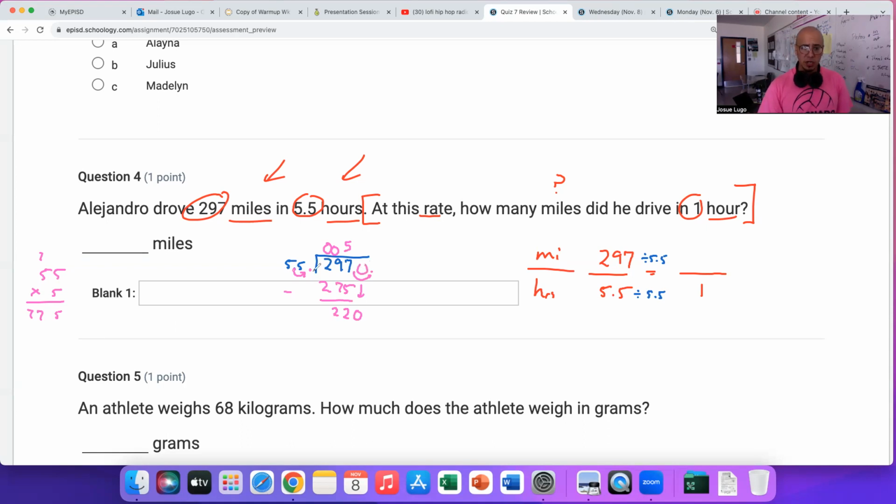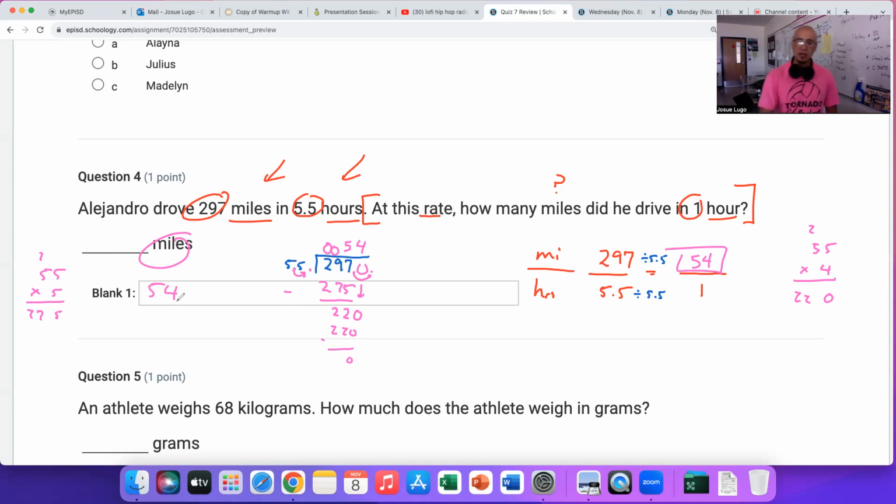Okay, let's continue. 55 goes into 220. Let's try 4 times. So 55 times 4. 4 times 5 is 20, 4 times 5 is 20, plus 2 is 22. Oh, it goes exactly 4 times. So that's exactly 220. So ladies and gentlemen, that means that if he's traveling 297 miles in 5.5 hours, in 1 hour, he will have traveled 54 miles. So in your answer, guys, notice that it's only asking for the miles. So you would just type in 54.